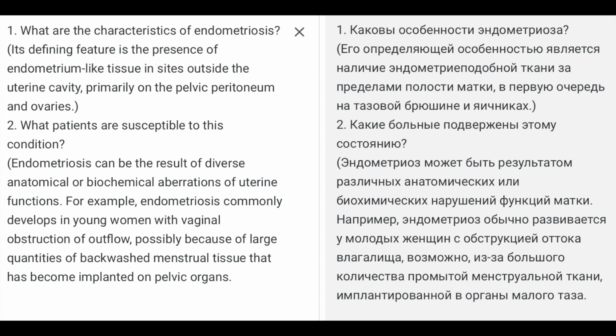2. What patients are susceptible to this condition? Endometriosis can be the result of diverse anatomical or biochemical aberrations of uterine functions. For example, endometriosis commonly develops in young women with vaginal obstruction of outflow, possibly because of large quantities of backwashed menstrual tissue that has become implanted on pelvic organs.